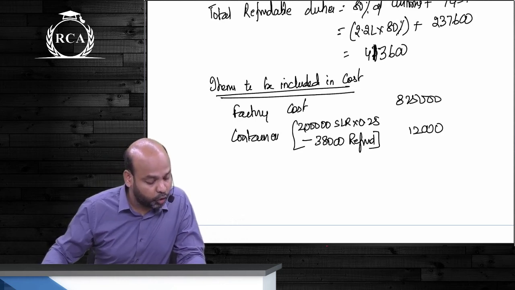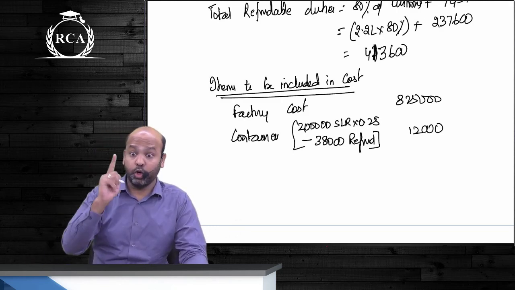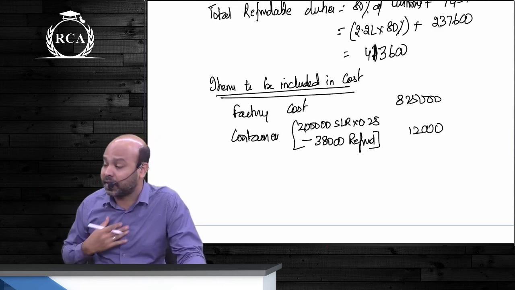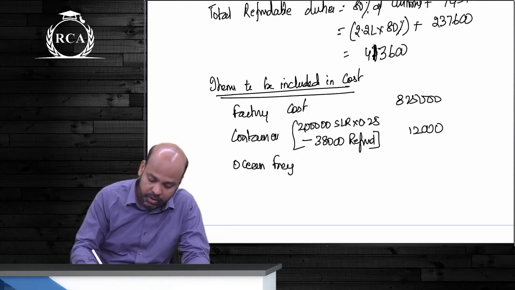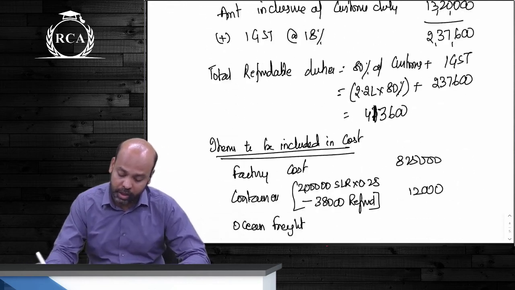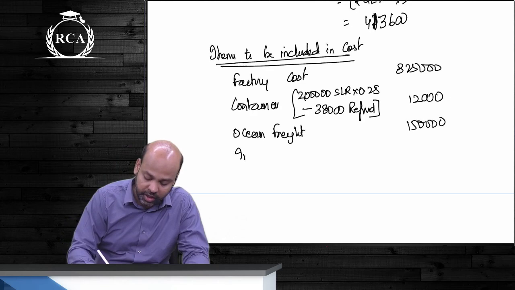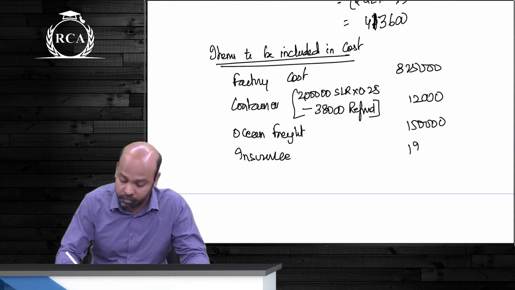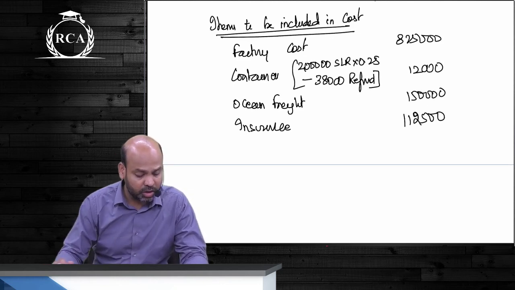Next, will you include freight paid by the exporter? Only to compute FOB and CIF I will include it, not to compute my cost, since it is not paid by me. Yes or no? Ocean freight, is that payable by me? How much? Written above in rupees, 1,50,000. Next, insurance, is it payable by me? How much? 1,12,500.